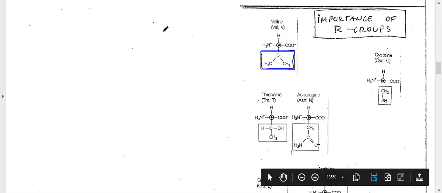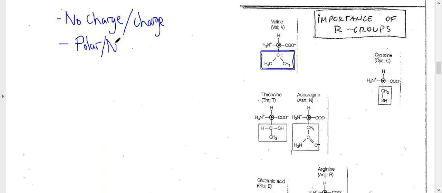So there are five or six things I want you to pay attention to. You should be able to identify if the R group has no charge or if it does have a charge. You should be able to identify if the R group is polar or nonpolar.